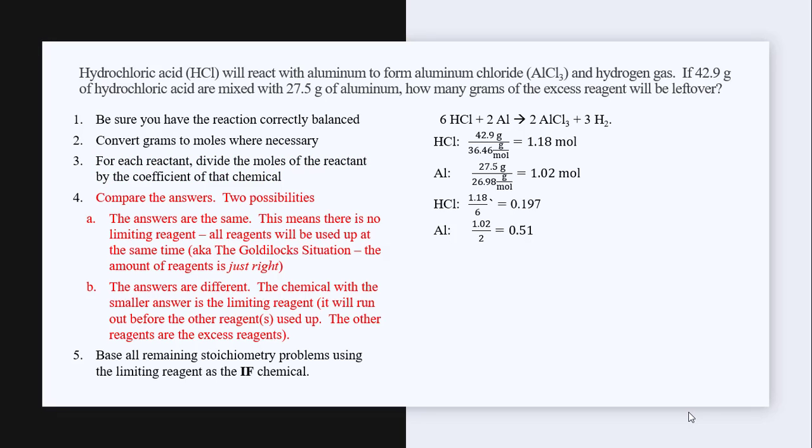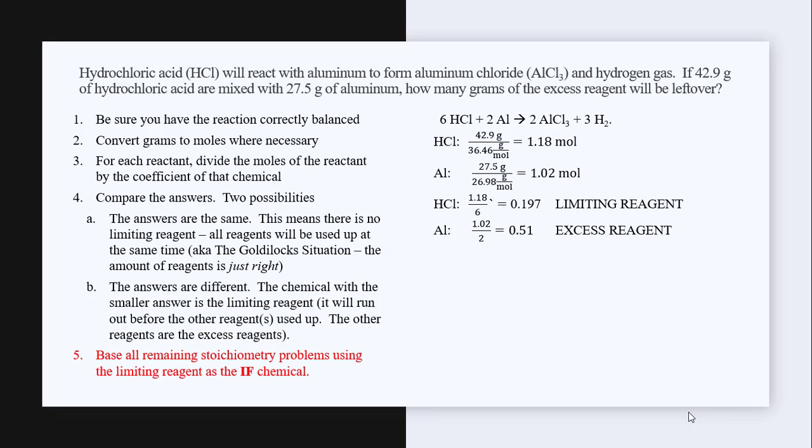There are 2 possibilities. The answers are the same, or the answers are different. And 0.197 is not the same as 0.51. So the answers are different. When that happens, the chemical with the smaller answer is the limiting reagent, so the hydrochloric acid is the limiting reagent. The other reagents are the excess reagents.